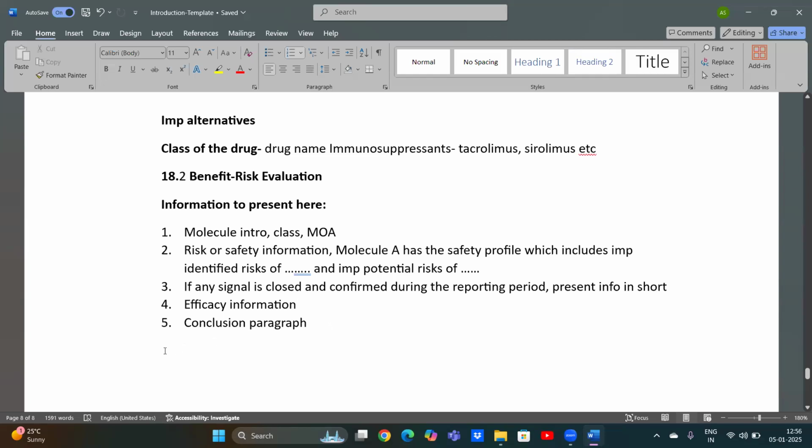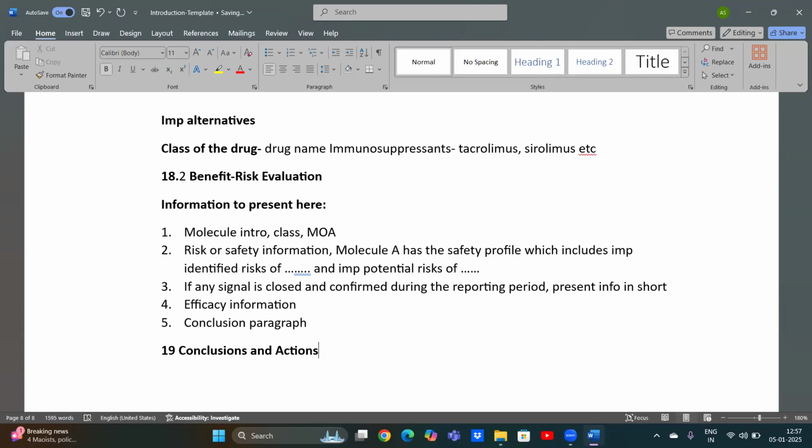Then let's come to the last section, that is 19. What is the last section? So what do you think? What information will we give? Again, benefit risk. But it will not present important identified risk, important potential risk.